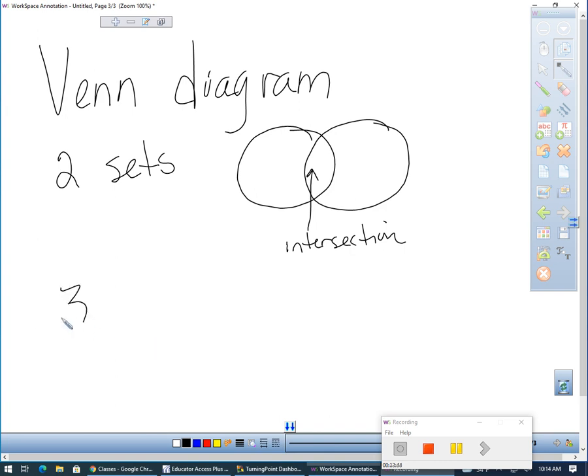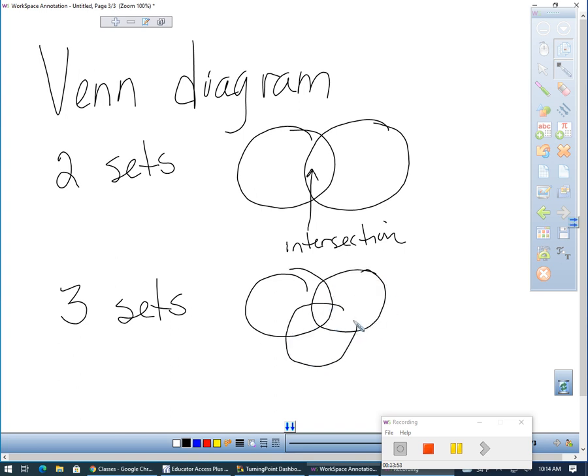If it was 3 sets, you would have 3 circles, so 2 on the top and 1 on the bottom. And the section right in the middle is where all 3 of them intersect. Here is where the top 2 intersect. Here's where these intersect. And in this one, here's where these intersect. So we're going to actually do a few Venn diagrams. And then I'm going to be done.